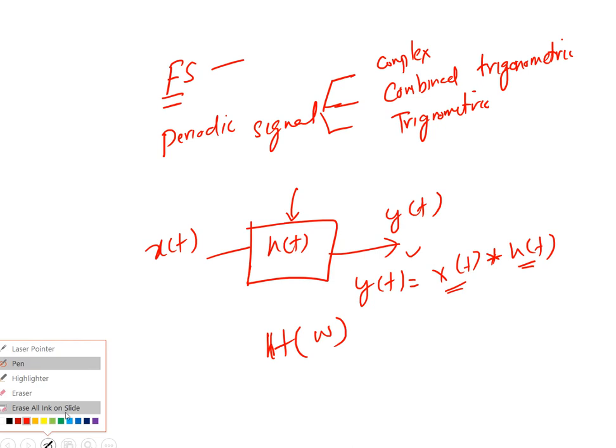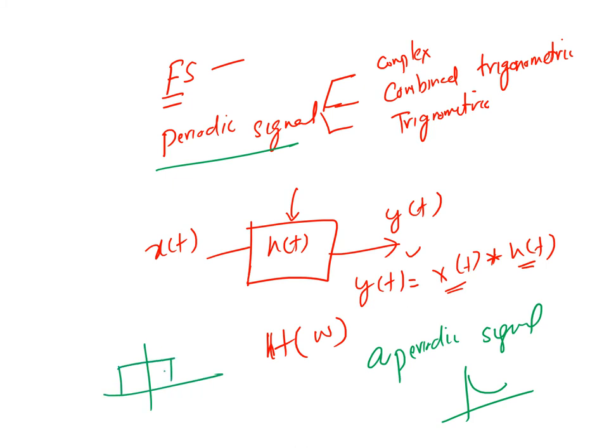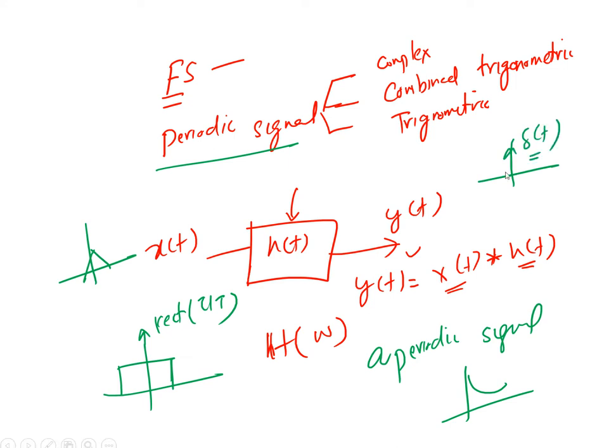So the Fourier series is only for periodic signals. What if we have an aperiodic signal? For example, this exponential signal, or let's say this rectangular signal, or a triangular signal, or just an impulse. What if my input is just an aperiodic signal? Then what will happen? For the aperiodic signal, we calculate the Fourier transform.